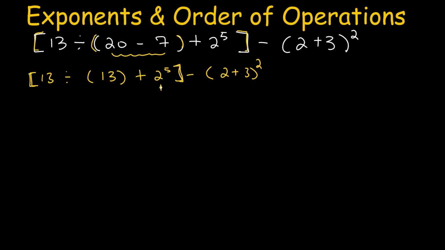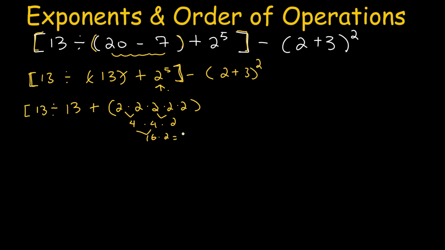Well, we can work on this exponent now. So let's rewrite. Nothing else to do in these parentheses, so let's rewrite 13 plus 2 times 2 times 2. We're doing it 5 times, so let me write it 2, 3, 4, 5. All right, so 2 times 2 will be 4, and 4 times 2 is 8, 8 times 2 is 16, 16 times 2, that's 32. So we will have 32.